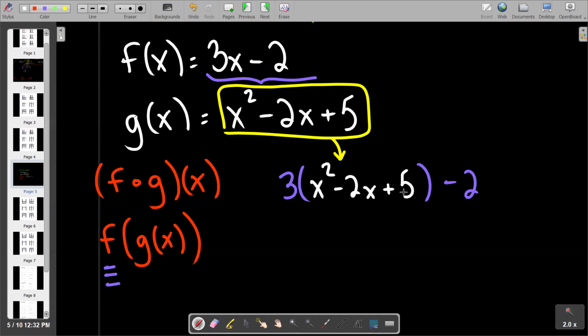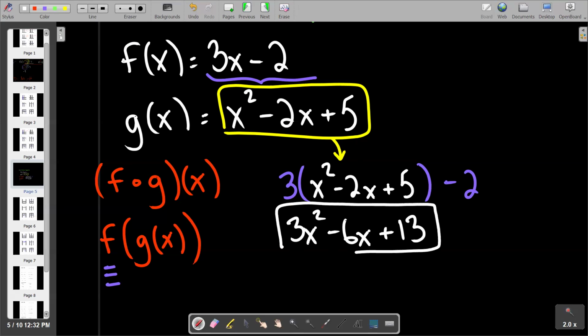There's absolutely no huge aha revelation moment in today's lesson. Today's lesson is merely a practice in mechanics. So this is what f of g of x looks like. I took the function named f and I fed into it g of x, and now we work it out. We simplify. And so you're going to, of course, distribute. So you're going to get 3x squared minus 6x plus 13. And so this is what your answer is right here.